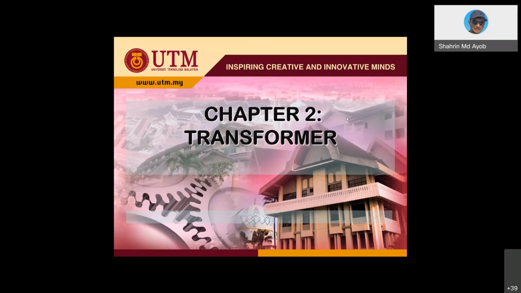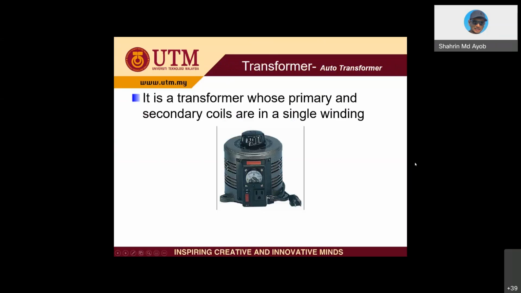So just a quick overview of this transformer. This is the auto transformer. It's not a transformer for isolation. It is more for having a variable voltage output.